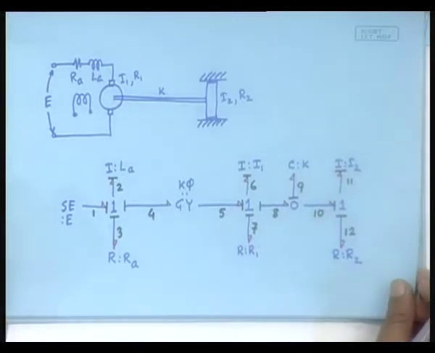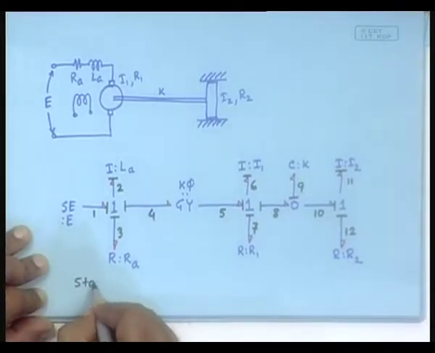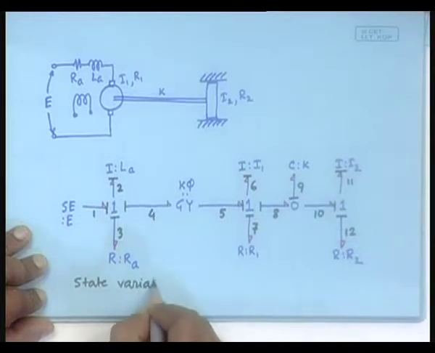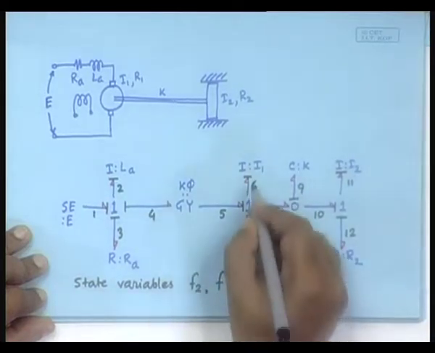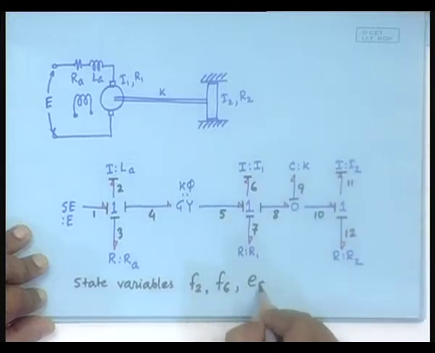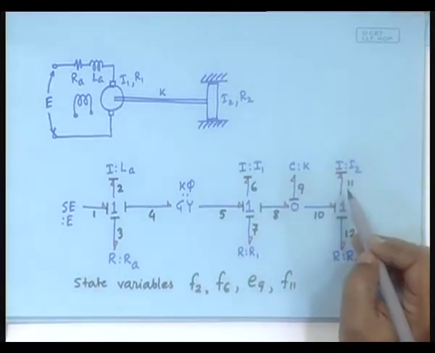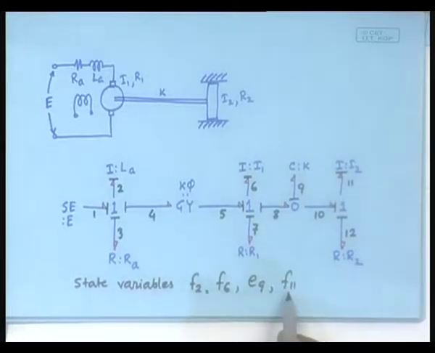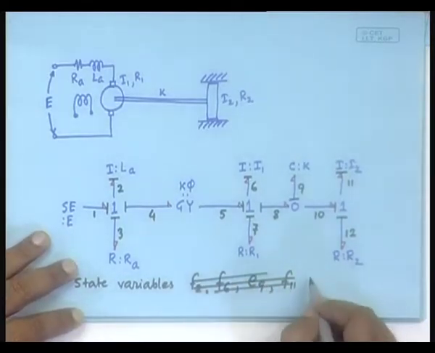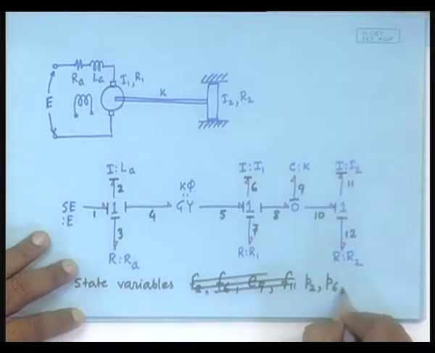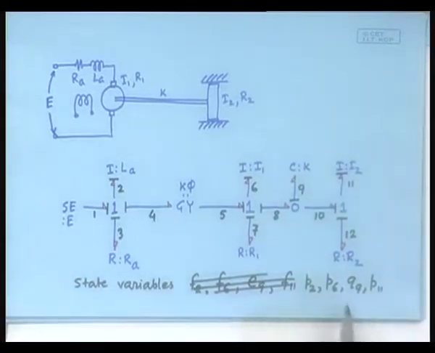Now, let us start the business of obtaining the state equations. What are the state variables here? Yes, F2, F6, E9, F11, right here. Oh, sorry, no, F's are wrong. P2, P6, Q9 and P11. These are the state variables. Fine.